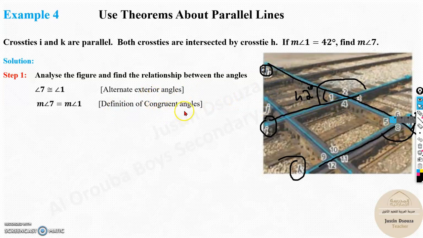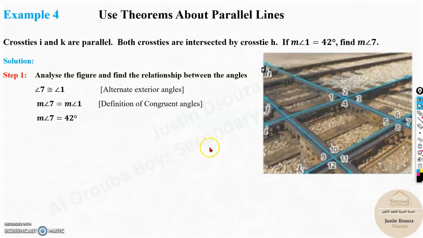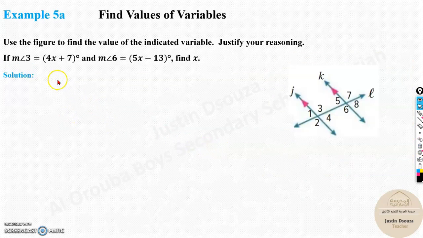From the congruent angles theorem, we had seen the measure must be equal. So that means if angle 1 is 42, even the measure of angle 7 must be 42. That is the answer. It's a very simple, basic one. Now, let us see another one.